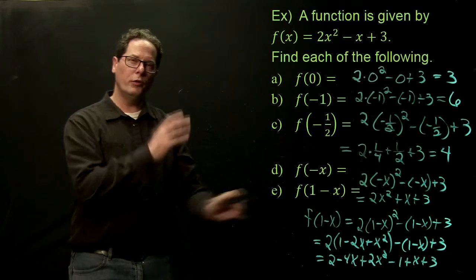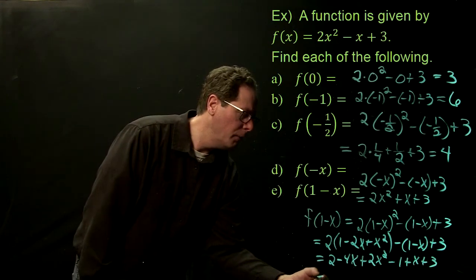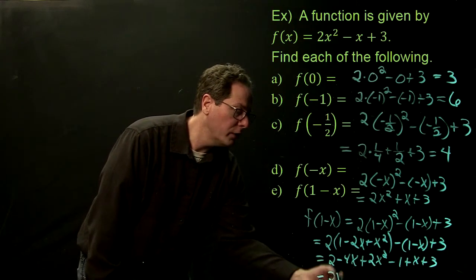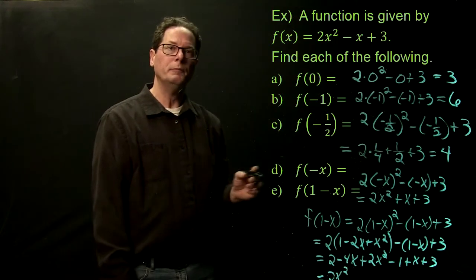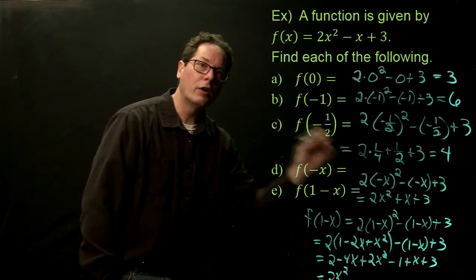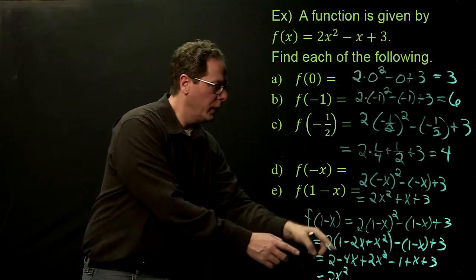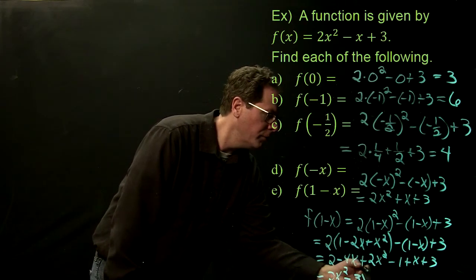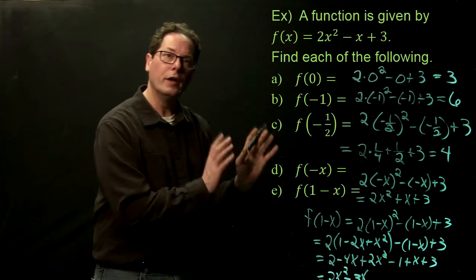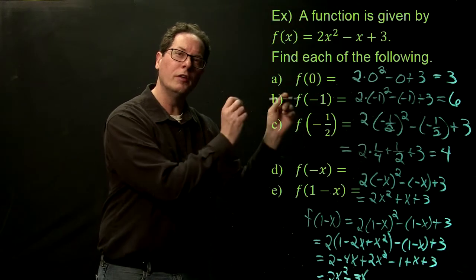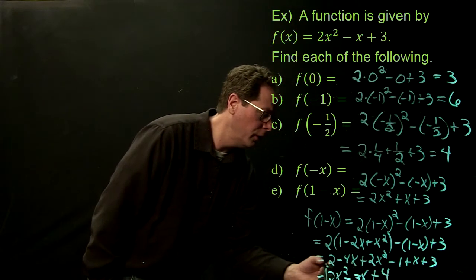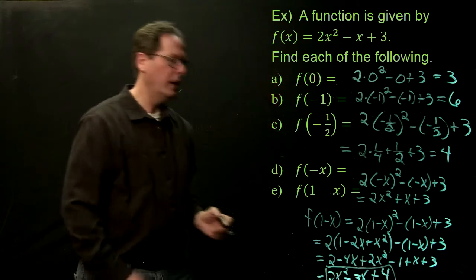All right, we're almost there. We just need to collect like terms. Let's do it in order of degrees. So let's start with the quadratic term, 2x squared, and then we have our x's. We have a -4x and a positive x, so that's a -3x, and then we have our constants. 2 minus 1 is 1, plus 3 is 4, and there is our solution for f of 1 minus x.